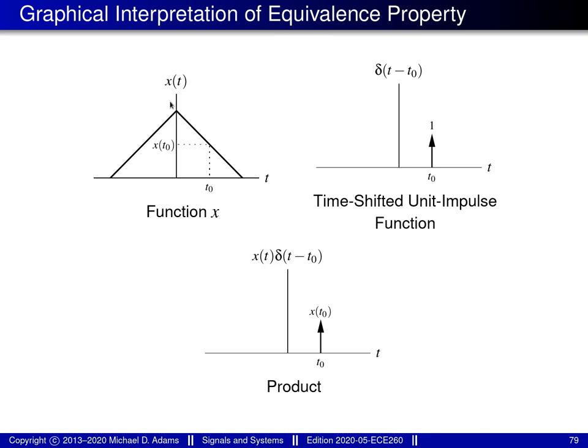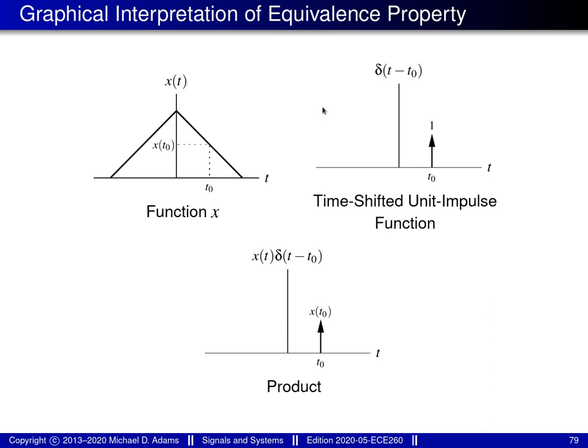So to begin with, we have some arbitrary continuous function x. In this case I've drawn a triangular pulse, but you can imagine any arbitrary continuous function appearing on this graph. Then we have a shifted delta function that's been shifted by t0. So the graph of this function is going to look like what's shown here, where the delta function has been shifted by t0. So the place where this shifted delta function is non-zero is going to be at t0.